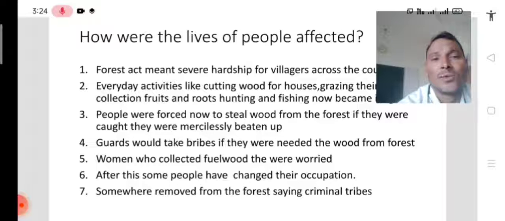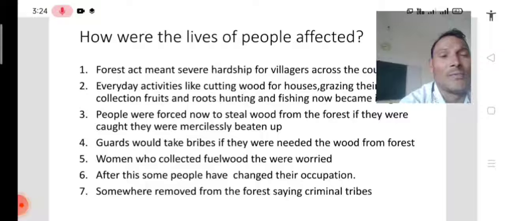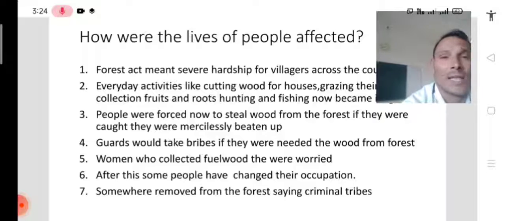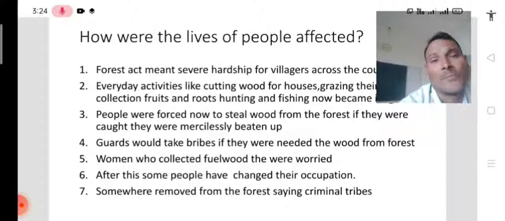Guards would take bribes from them if they needed wood from the forest. Women who collected fuel wood were harassed. After this, some people changed their lives. Some were removed from the forest, saying that they were a criminal tribe.